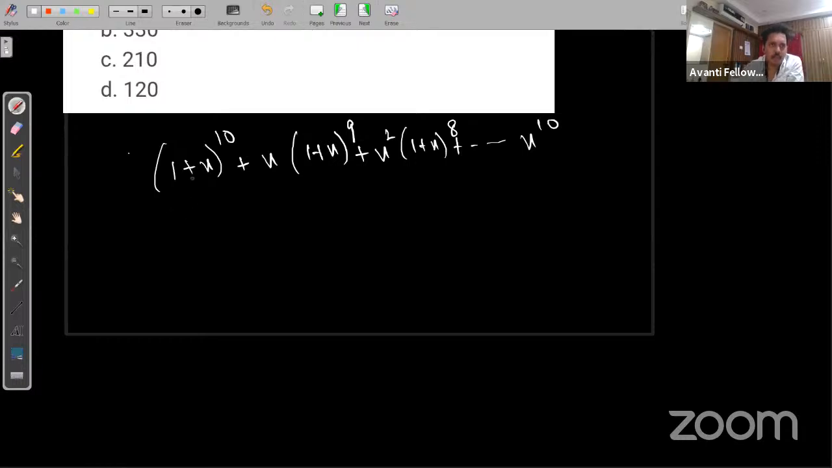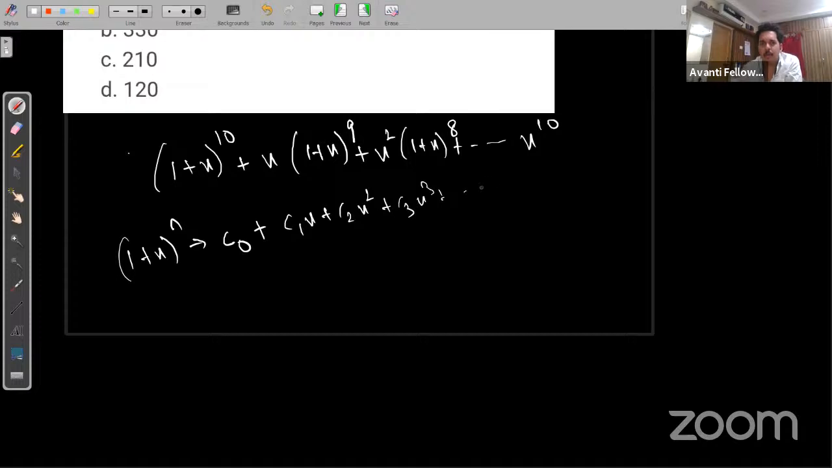Now please tell me, what is first of all 1 plus x whole power n, the standard expansion? It is nC0, guys, C0 means nC0, into 1 plus C1 into x plus C2 into x square plus C3 into x cube plus so on, right? So this is what we know, the expansion of 1 plus x whole power n. So when it comes to 1 plus x whole power 10, what is the coefficient of x power 7? You can just simply say it, right?